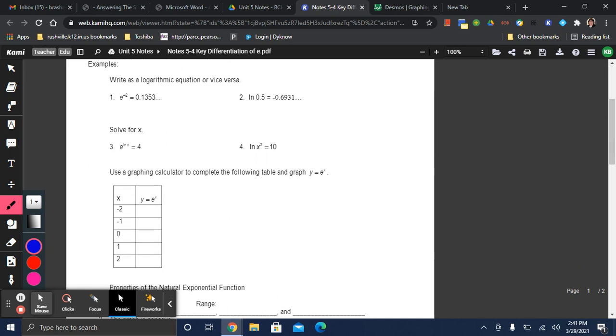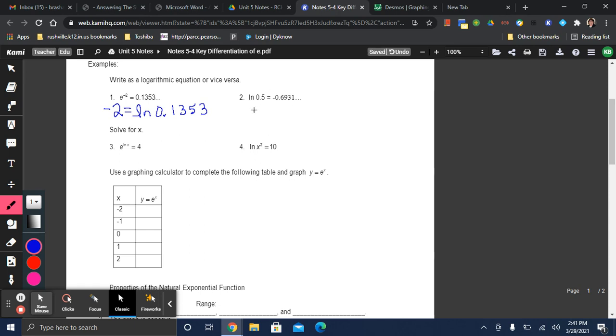So in that first example where you are writing the exponential as a logarithm, I just want to remind you that we would write the exponent -2, and that equals the log with a base of e, which we write as ln, of 0.1353. So that's just making the translation to a logarithm.